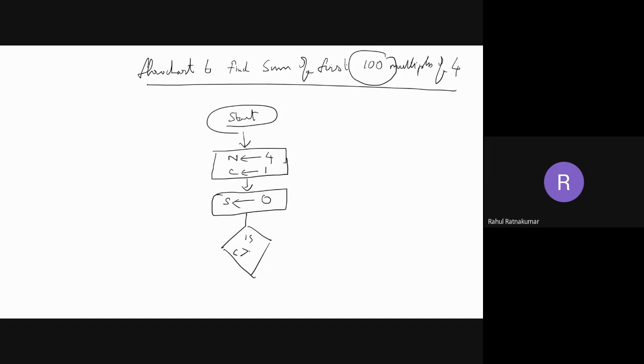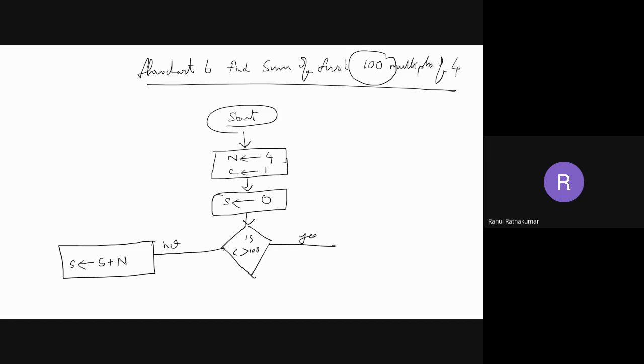So I'll check: is C greater than 100? If C is greater than 100, then I should stop. That means stop. So two options. One is no, another option is yes. If it is no, that means C is not greater than 100. That means I have to go on adding to the sum. To sum, I have to add the already existing sum with, say, n. For example, we have n, the first number, 4.